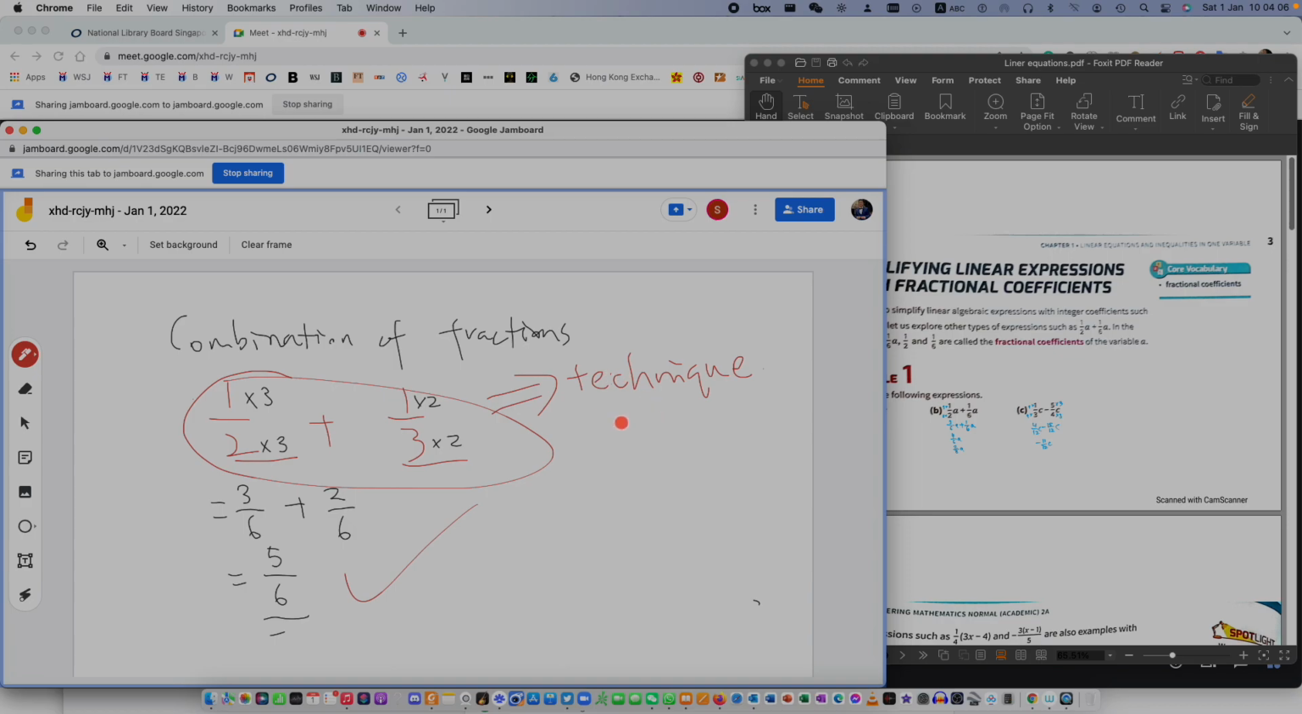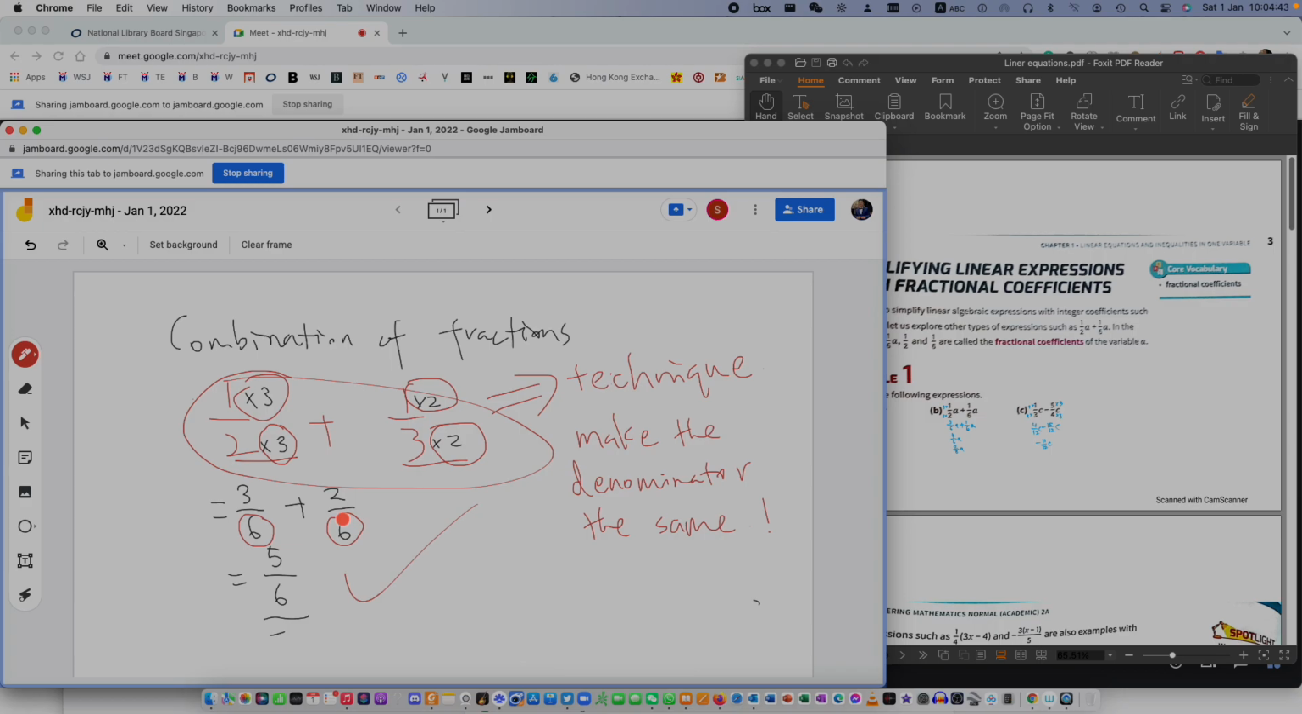Actually, the technique is called make the denominator the same. So can you see that by times 3 to both the numerator and the denominator, and times 2 to both the numerator and the denominator, you have transformed both to the same denominator, right?